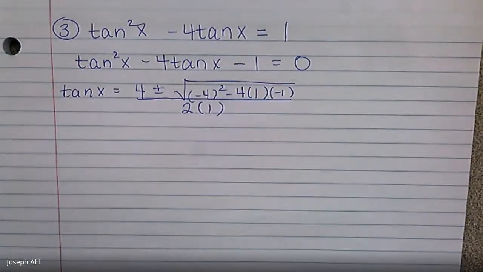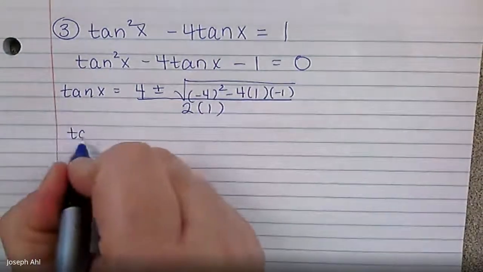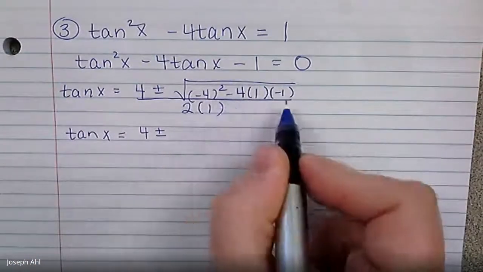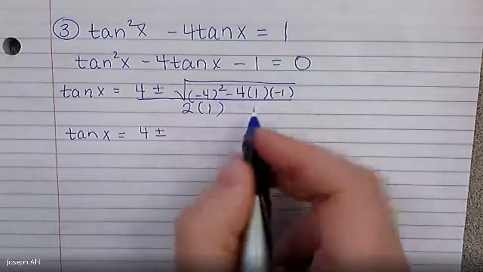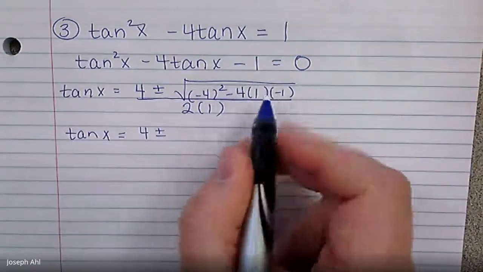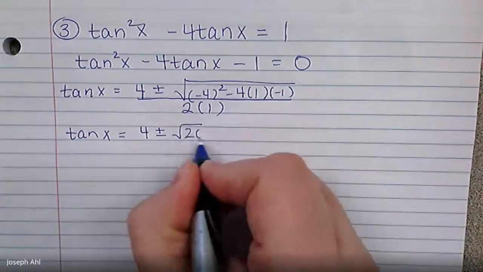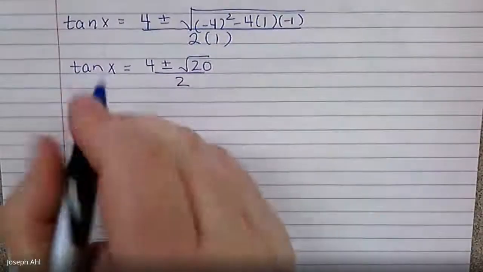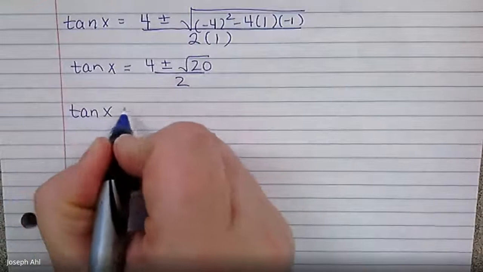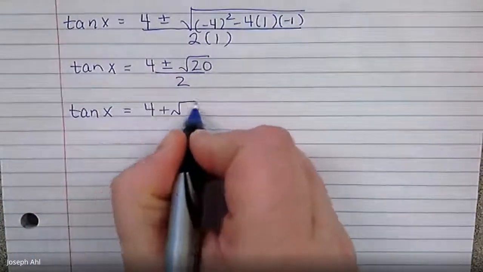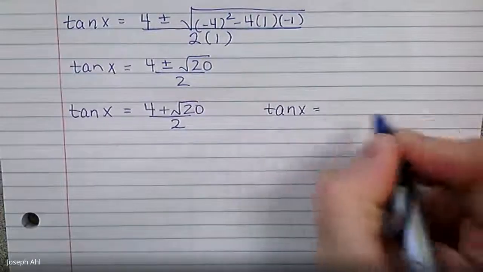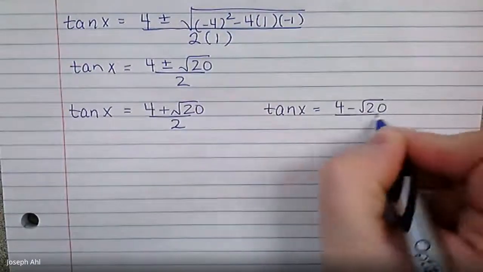All right, so here's what we got. We've got tan x equals 4 plus or minus the square root of, that's 16, and then that would multiply to a positive 4, right? -4 times -1. 16 plus 4 is 20, all over 2. Once you have that, just like on the last page, separate it. Tan x equals 4 plus radical 20 over 2, and tan x equals 4 minus radical 20 over 2.